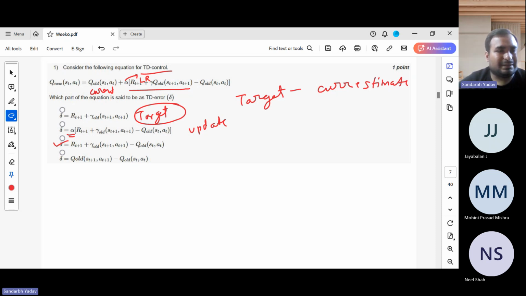And again, this doesn't make much sense, since it's on different states and different actions. So this is definitely wrong. So this is the answer. I think if you have studied the update equation of TD, then you will be able to get this one right. If there is any doubt, you can ask me now. Otherwise, I'll move to the next one.